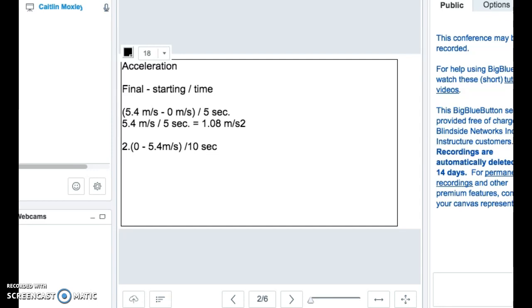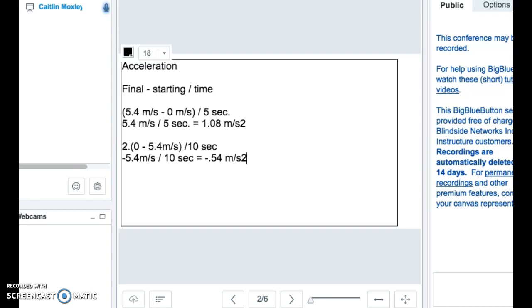All right, so it gives us a negative number. So it was negative 5.4 meters per second. And we're going to divide that by 10 seconds, because it said it took us 10 seconds to slow down. So when you divide negative 5.4 by 10, that gives you a negative 0.54 meters per second squared. Okay, so your second answer should be a negative 0.54 meters per second squared.